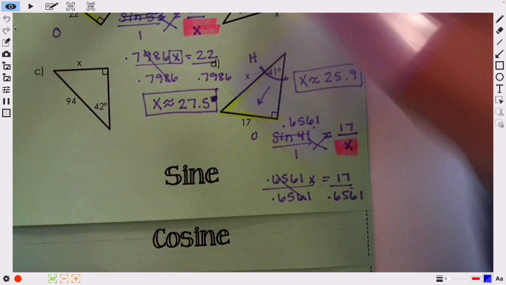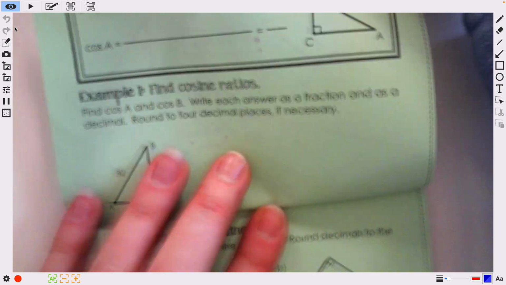This is my favorite unit. I'm such a geek about trig. I think this stuff is actually fun.